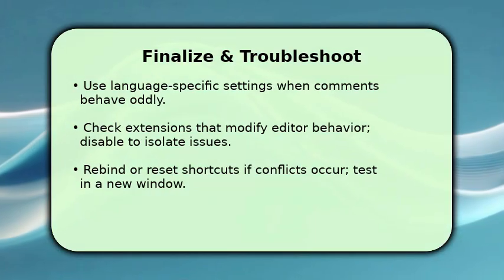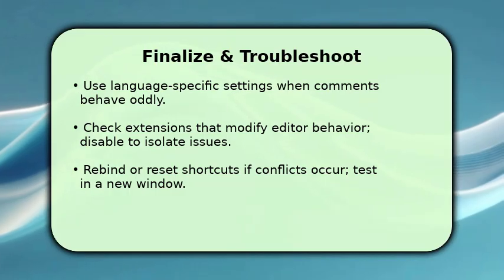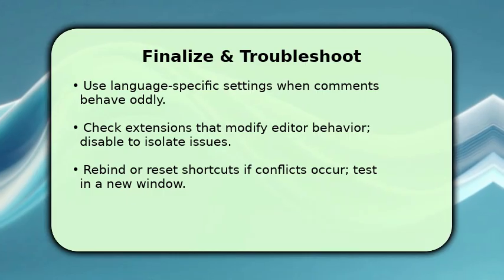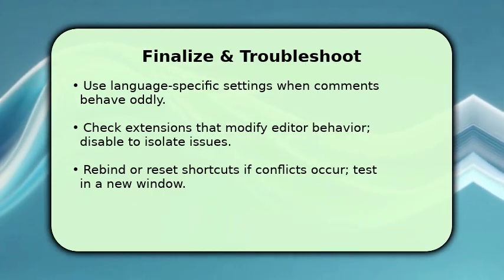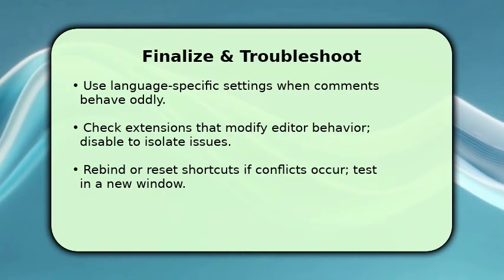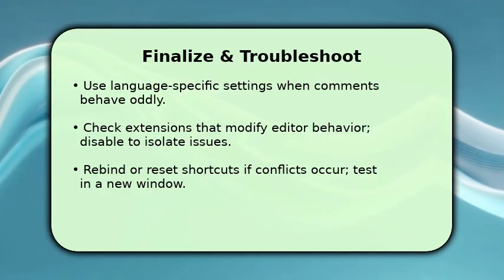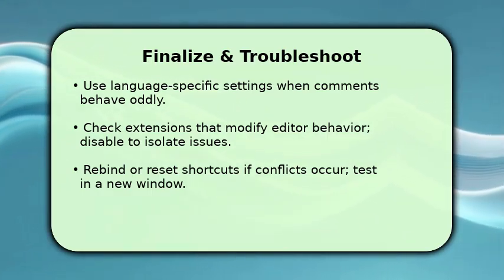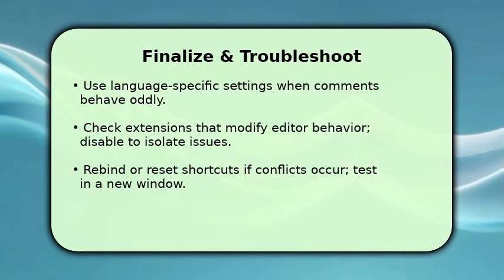Finish by verifying comments compile or are ignored as intended. Run a quick lint or build to confirm. If comments aren't applied correctly, make sure the file's language mode matches the syntax, because mismatches change comment tokens. Disable extensions that alter editor or key bindings to isolate conflicts, then rebind shortcuts if necessary in keyboard shortcuts.